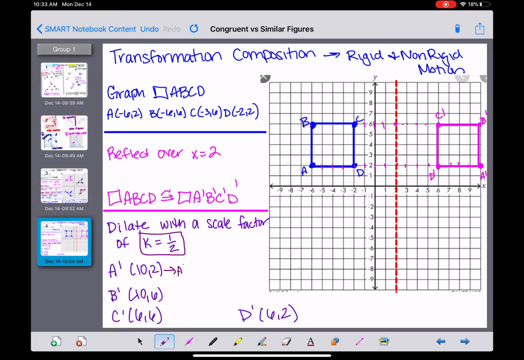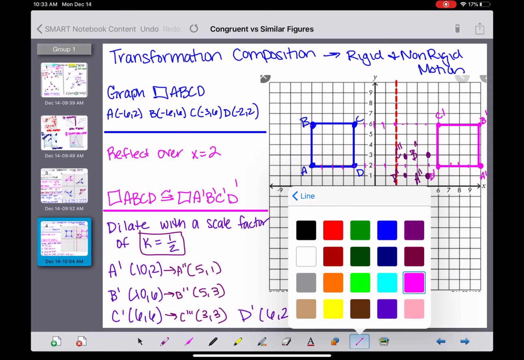So A double prime becomes 5, 1, because that's half of 10 and 2. B double prime becomes 5, 3. C double prime becomes 3, 3. And D double prime becomes 3, 1. So I plot my points. 5, 1. 5, 3. 3, 3, and 3, 1.